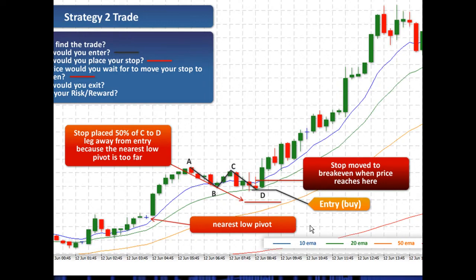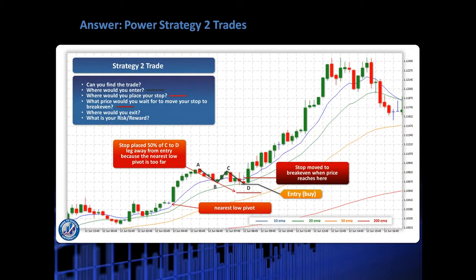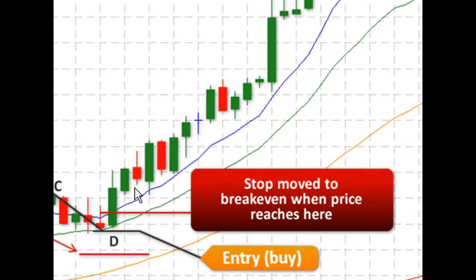Now, what about exiting? I want you to pause the video and work out exactly where we will exit. So we're going to be exiting as indicated right up there. So let's look through this. We've got, from our break-even price, a low pivot here. We've got a low pivot here.